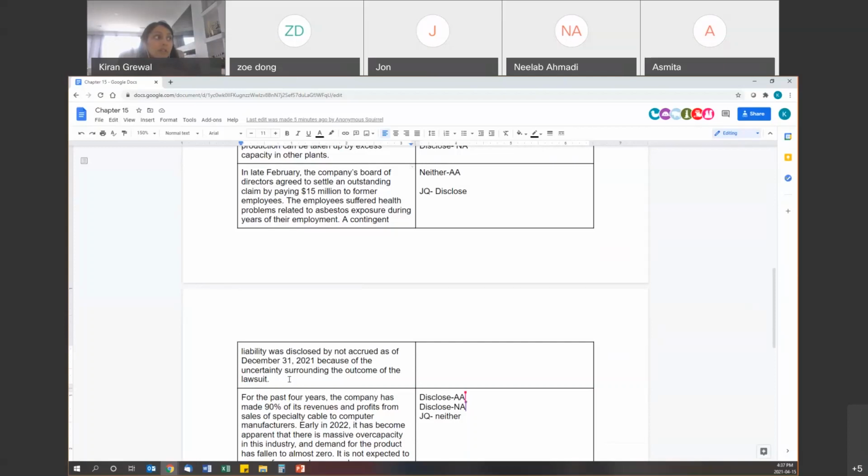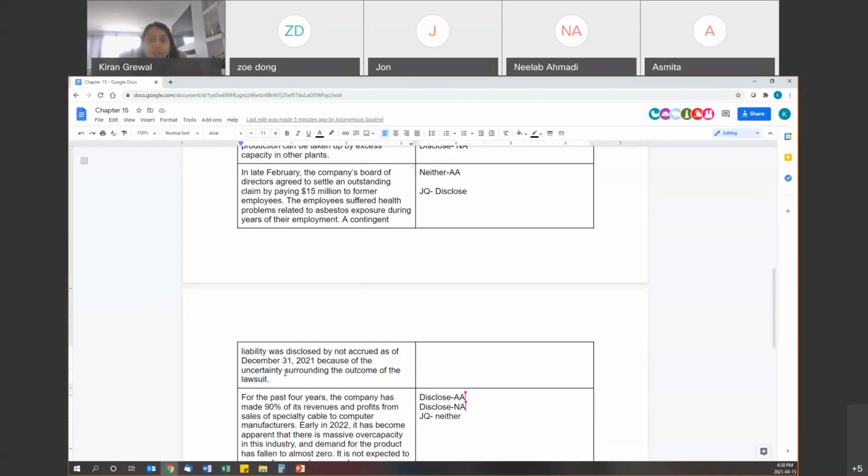balance sheet for this. This company decided not to do an accrual because they thought there was uncertainty surrounding whether they would win the lawsuit or lose the lawsuit, whether they would have to pay any money or not pay any money. But in late February, they found out that yes, they do have to pay money. They have to pay $15 million. So it's no longer uncertain.